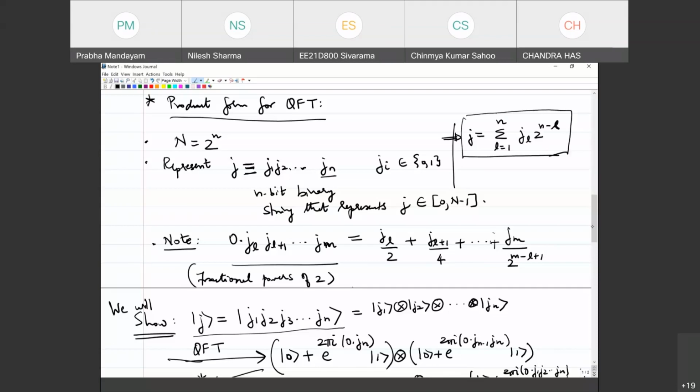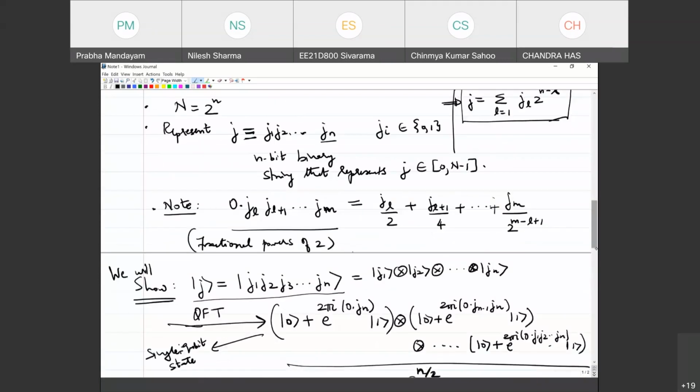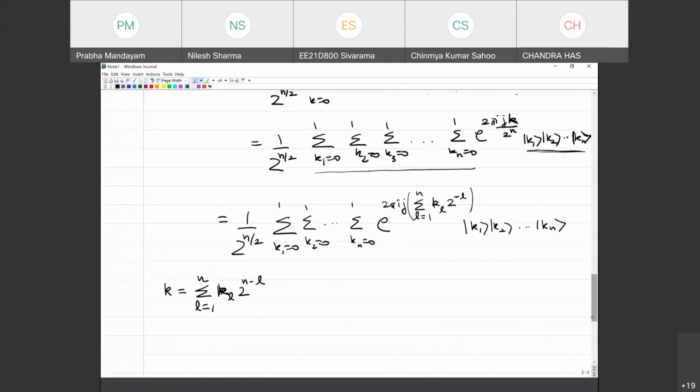So we use this for k here, right? Then when you do k over 2 to the n, this simply becomes the sum over l going from 1 to n, kl 2 to the minus l. Okay, so that is what I have written here. So k over 2 to the n has been written like that.